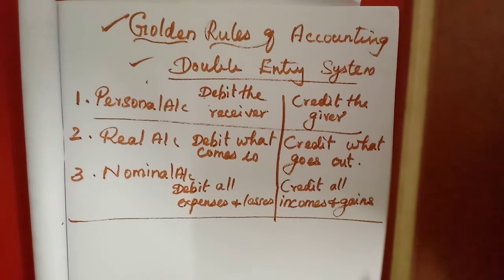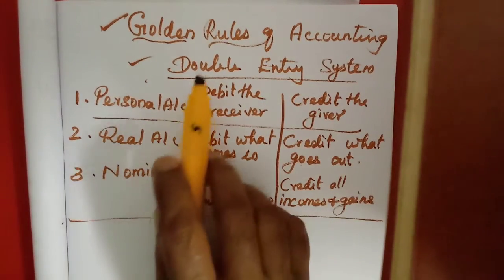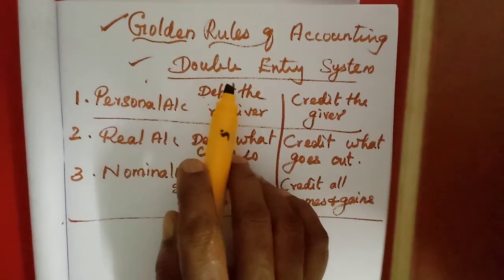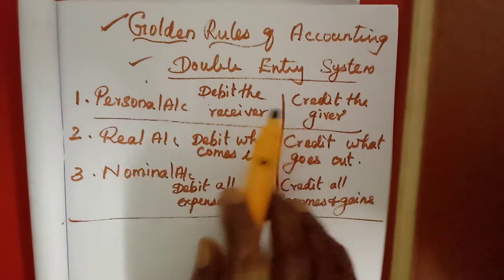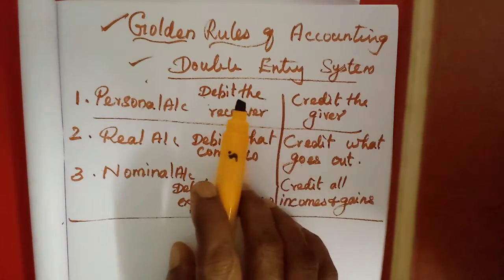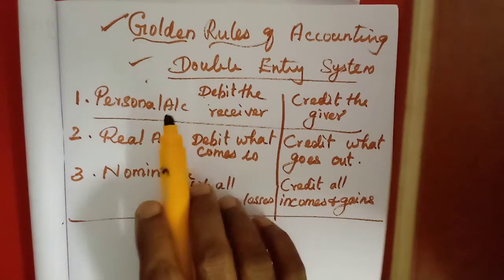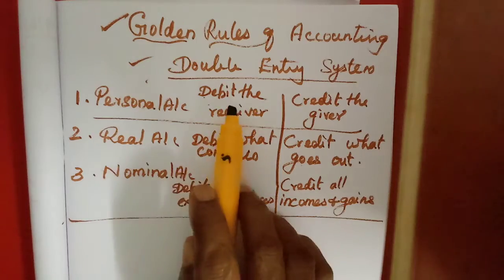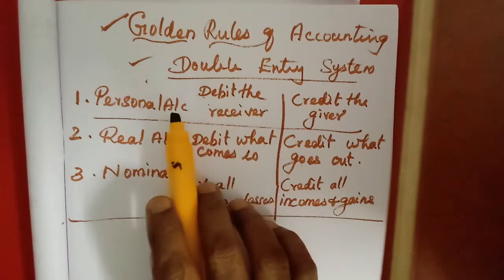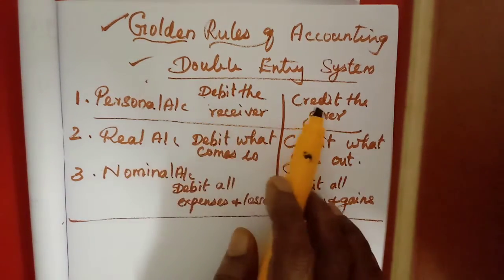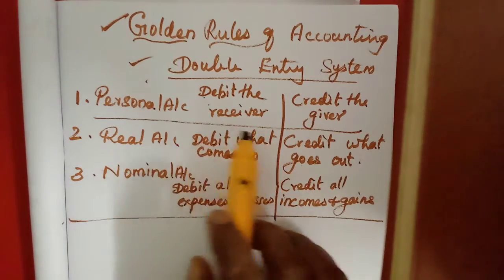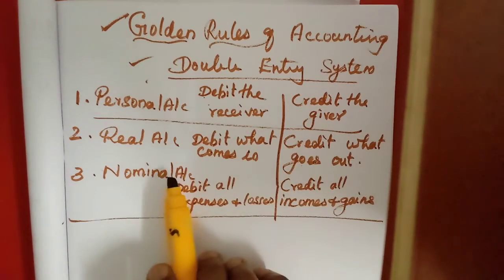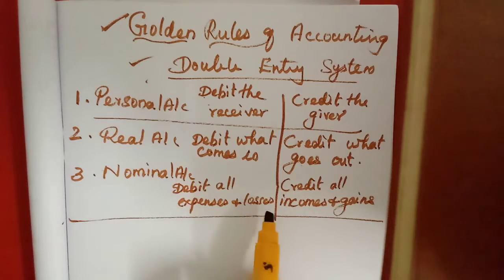On those three accounts, there are the rules of accounting, the golden rules of accounting, or the rules of the double entry system. If they ask for any rules, we should write them for the three accounts. Personal account: debit the receiver, credit the giver. Real account: debit what comes in, credit what goes out. Nominal account: debit all expenses and losses, credit all income and gains.